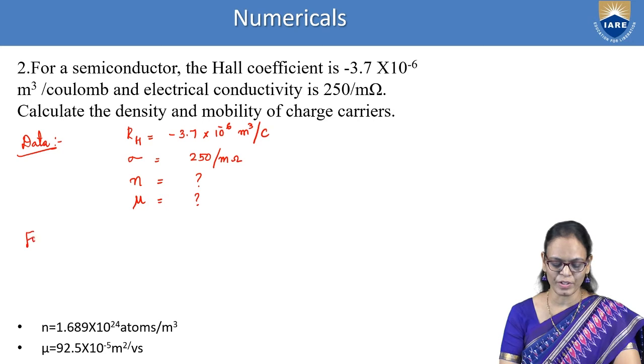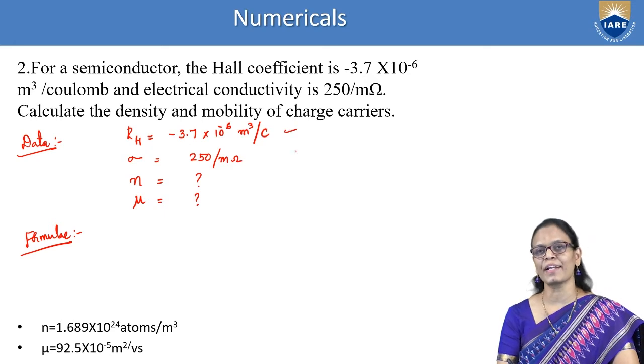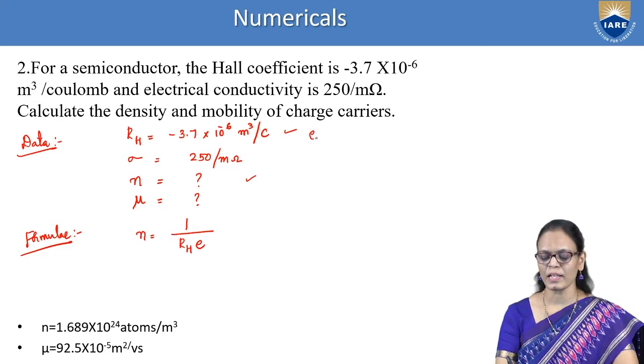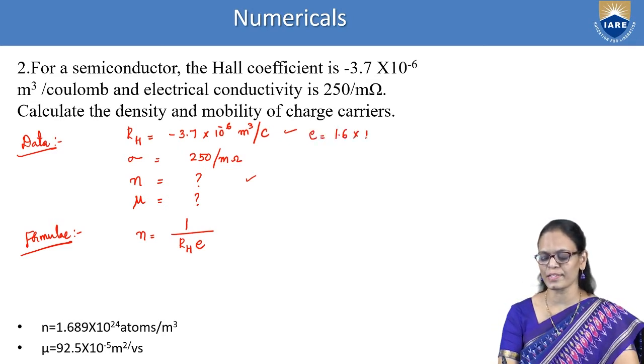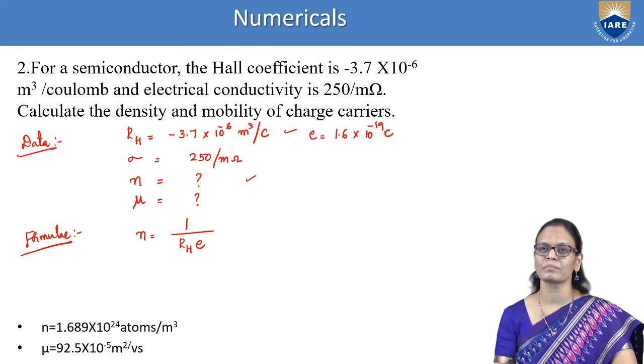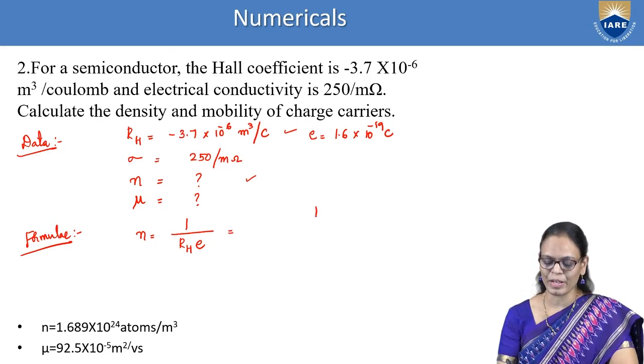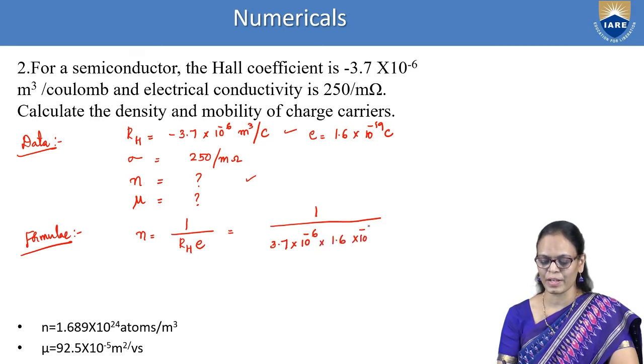So what are the formulae we are going to use? Knowing the value of RH, to calculate N, we will use the formula N is equal to 1 upon RH into E. What is E? Again, the charge of the electron, 1.6 into 10 power minus 19 coulomb. We will substitute that value here. So N will be equal to 1 upon 3.7 into 10 power minus 6 into 1.6 into 10 power minus 19.